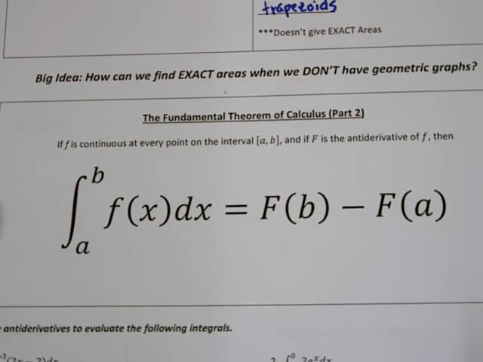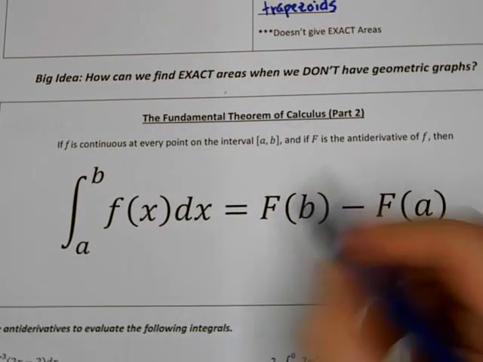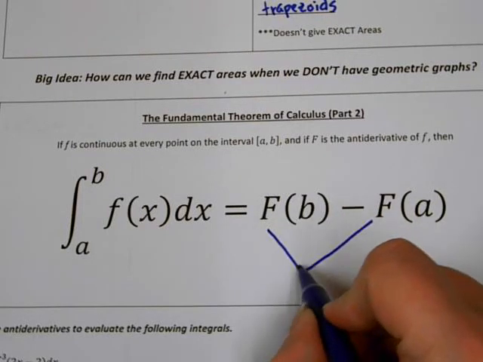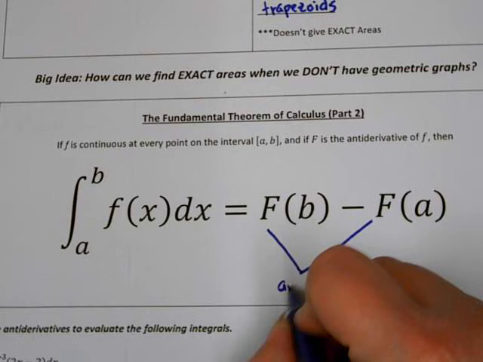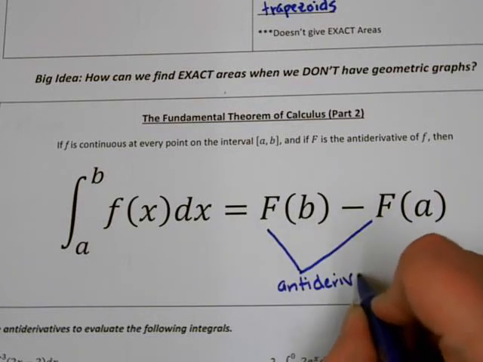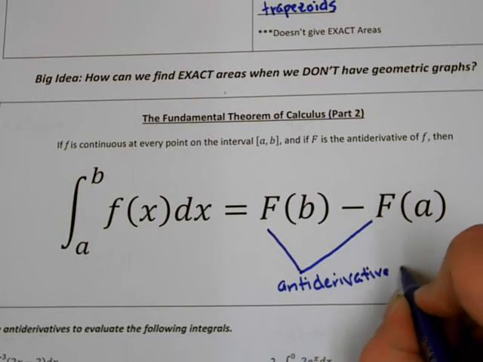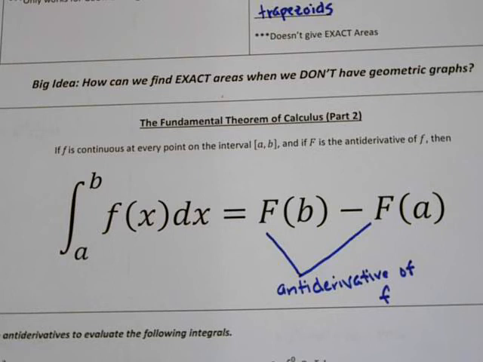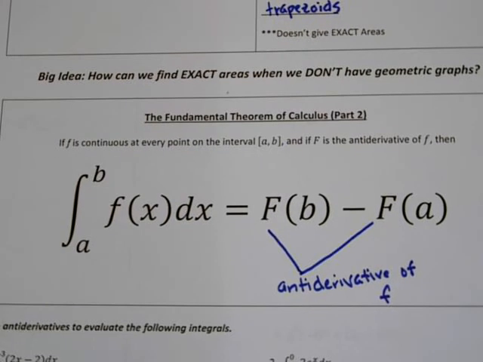The important part here to know is that F is the antiderivative. This capital F here means that it's the antiderivative of some function lowercase f. So we've spent the past day or so looking at antiderivatives and how to find them, and this is why. Because we're going to use that antiderivative to evaluate and find the exact areas under the curves.